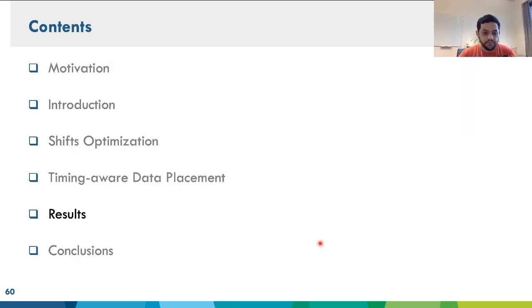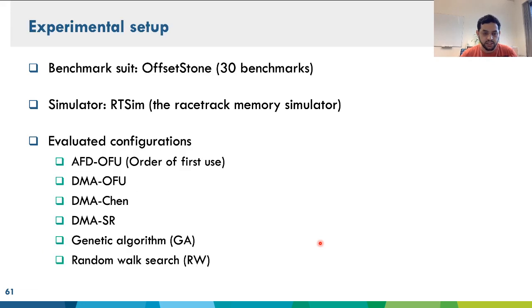Okay, so with this I'm moving to the results. Let's see how it looks, but before, let me talk about the experimental setup. We take the Offset Stone benchmark suite, which is in total 30 benchmarks. For the Racetrack memory simulation, we use the Racetrack memory simulator RT-Sim, and we evaluate the following configurations.